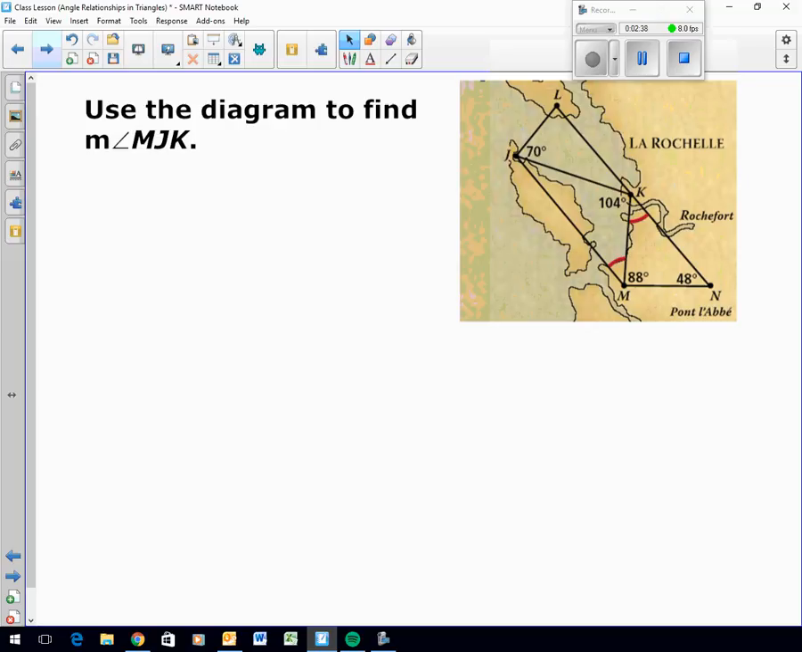All right, use the diagram to find the measure of angle MJK. All right, guys, we need to use what we got here to get what we want. What are we looking for? What's the question asking me for? Measure of angle MJK.